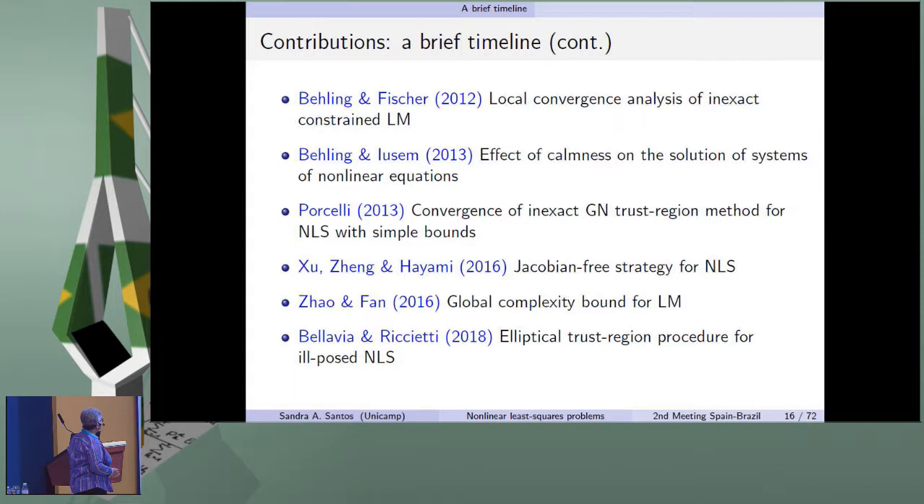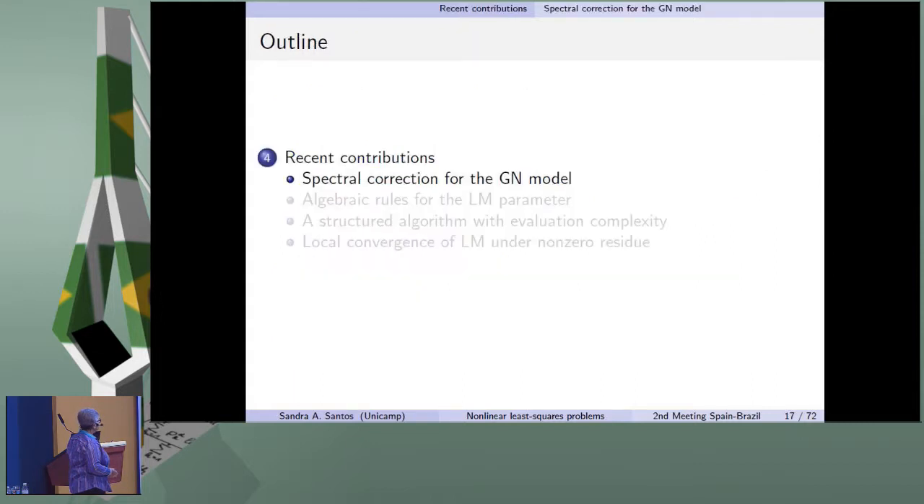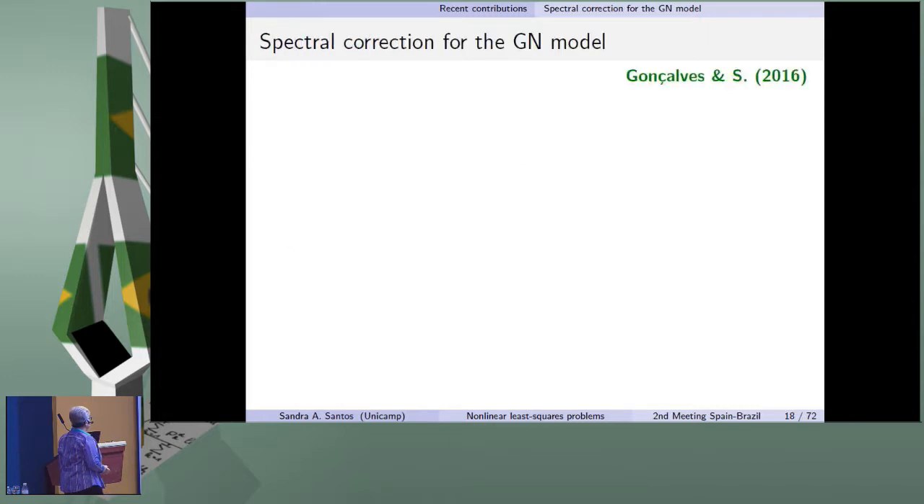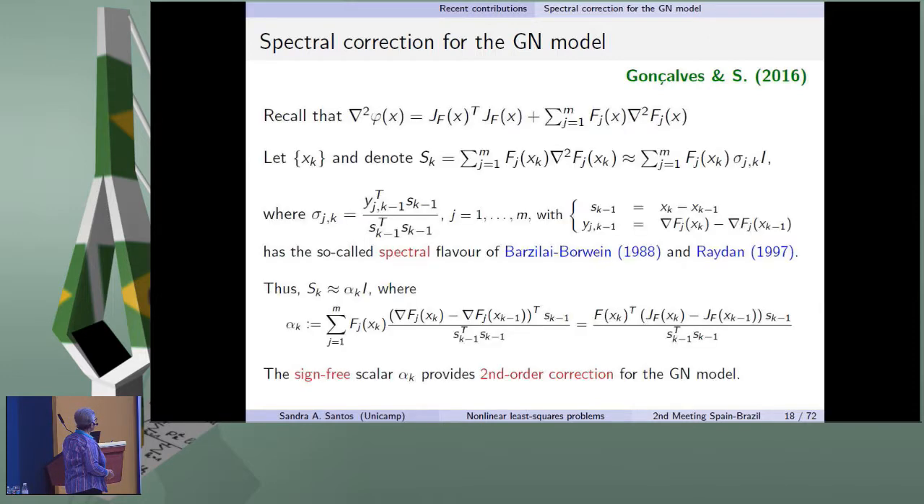And enlarging this list and giving you some details on specific problems, I will mention our recent contributions, and I will start with this work in which we proposed a spectral correction for the Gauss-Newton method. This work was developed with Douglas Gonçalves, and our idea was to do the following. Let us recall here the expression for the Hessian, and we have our sequence of approximations for the solution, and we are going to call this part of the Hessian the matrix Sk.